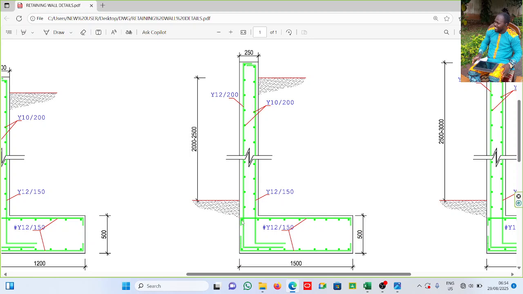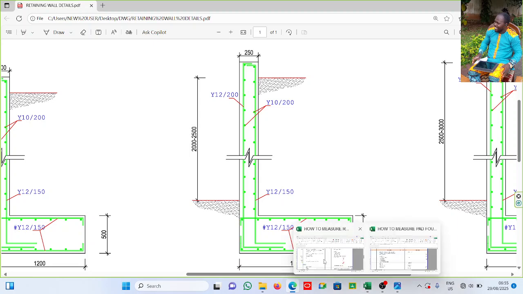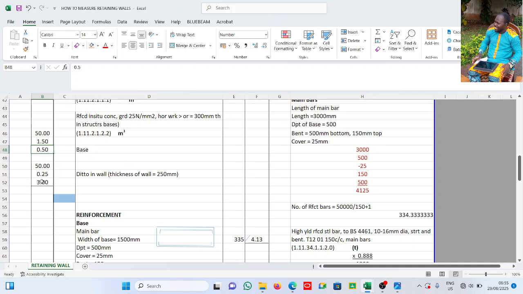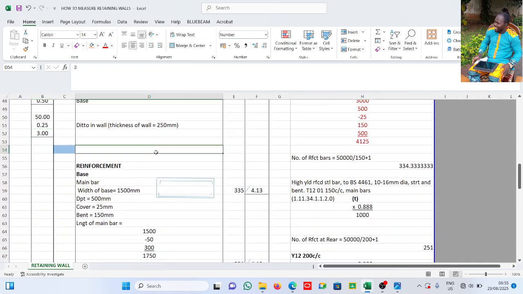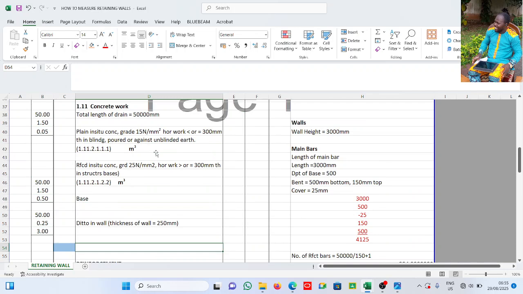All right. Now you can see here, this is the depth. This depth is below ground. This is part of the retaining wall. Now if this is 2.5, this is part of the retaining wall also up. So this is 2.5, then I have 250 and I have 250 that is below the ground here. That is 3,000 millimeter. So as I see here, 50 meter by 0.25 by 3 meters. All right, so that is that about the concrete works.